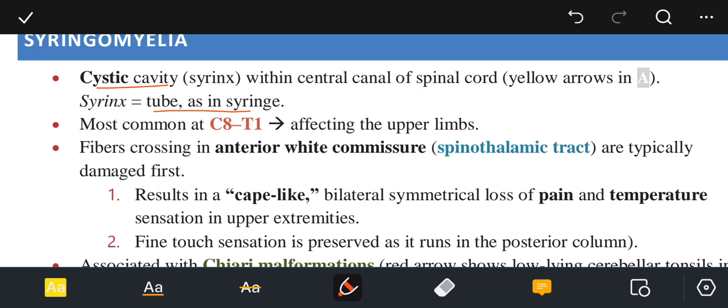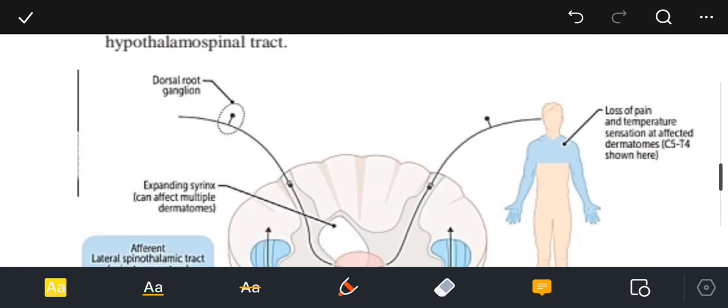Most common at C8 to T1 level, affecting the upper spinal cord. It is very important to remember this level because this will give us a cape-like distribution of the problems. So, a cystic cavity within the central canal of the spinal cord. The C8 to T1 vertebrae are most commonly involved. Fibers crossing in the anterior white commissure, which is the spinothalamic tract, are typically affected first.